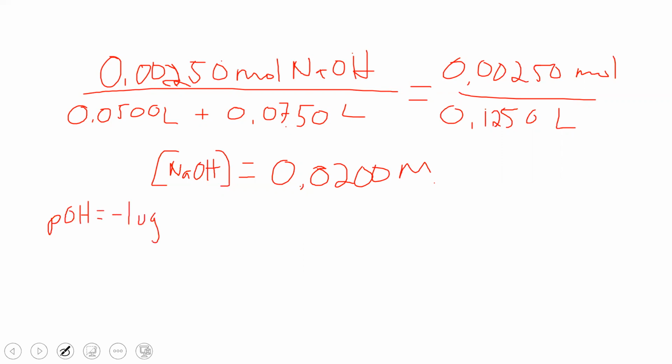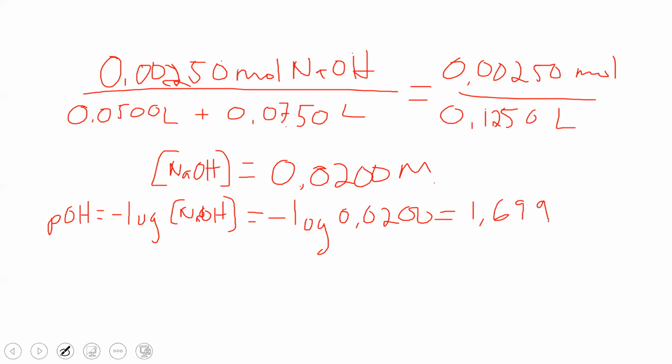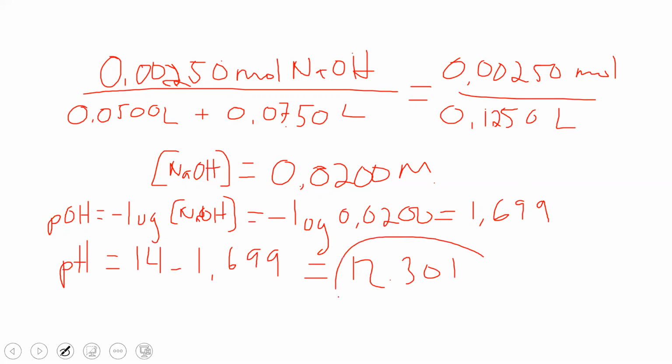And from that, you can figure out your pOH, right? Negative log of the concentration of sodium hydroxide. Okay, so negative log of 0.0200 gives you a value of 1.699. Okay, and so then your pH will just be 14 minus that. So you wind up with 12.301 as the pH for the solution where you've added 75 mils.